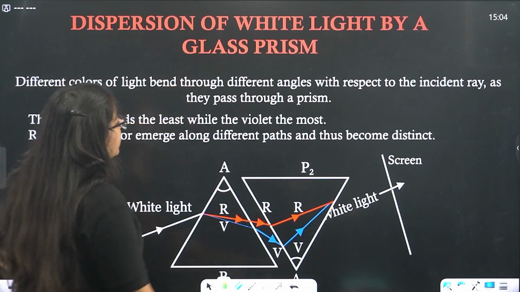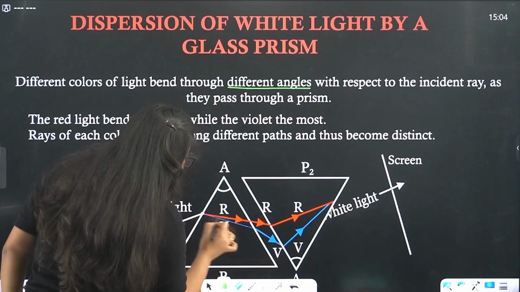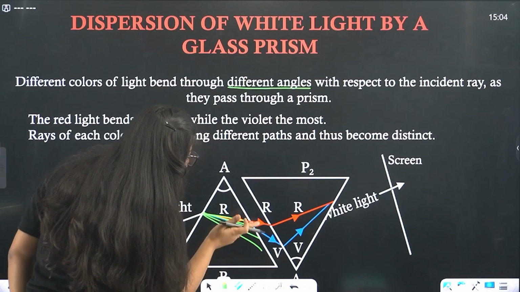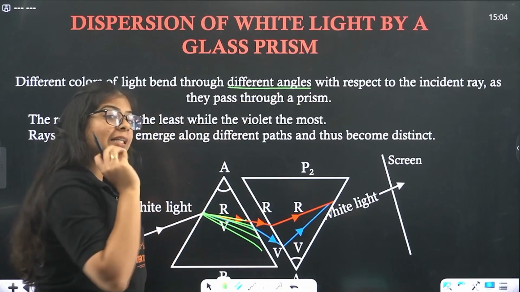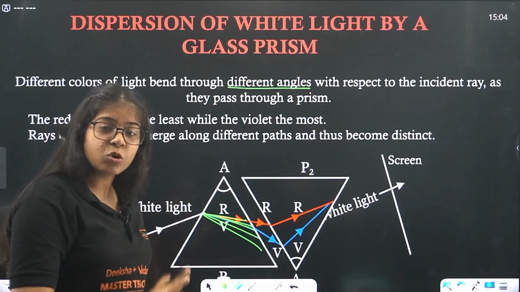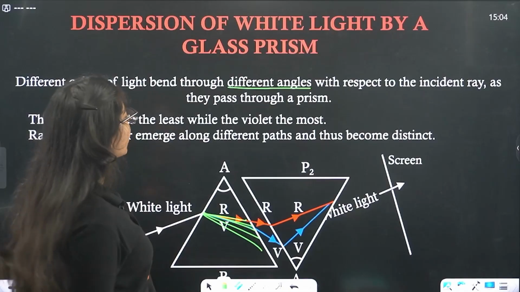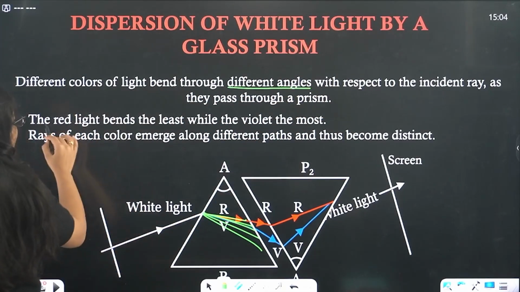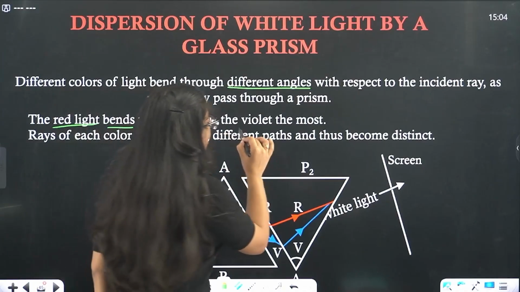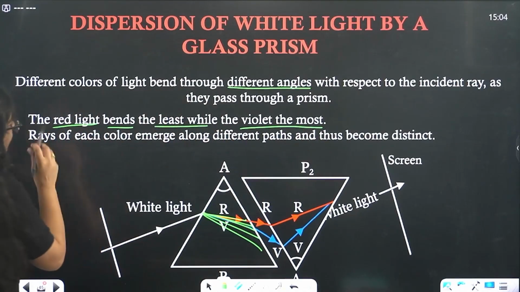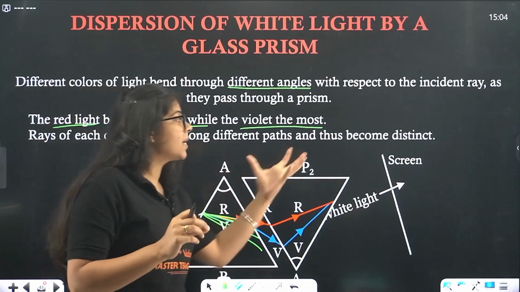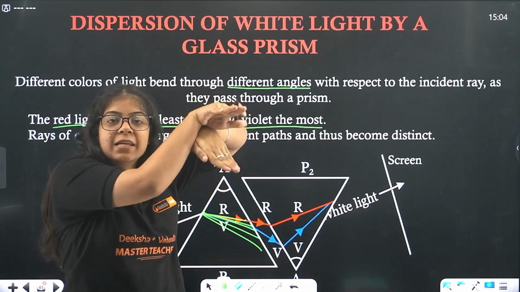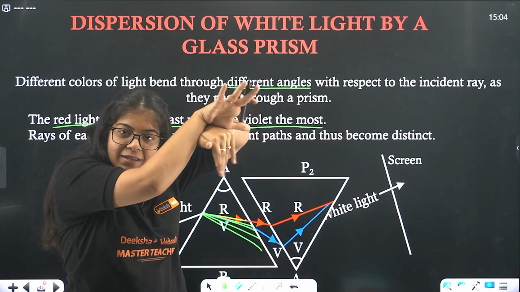Different colors of light bend through different angles. It is bending here, it is bending here. Violet color bends the most, and red the least, with blue, yellow and orange in between. Different angles with respect to the incident ray as they pass through a prism. The red light bends the least, while the violet light bends the most. Rays of each color emerge along different paths and thus become distinct. So the violet is bent the most, red is still here. So we can see red and violet differently.